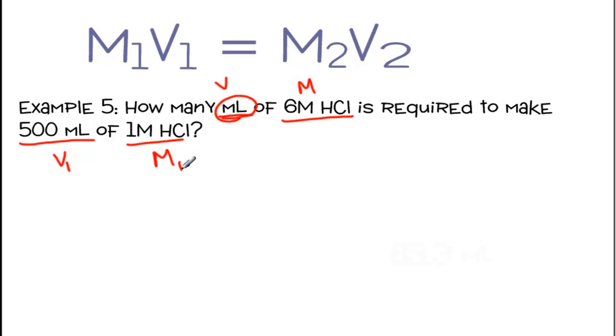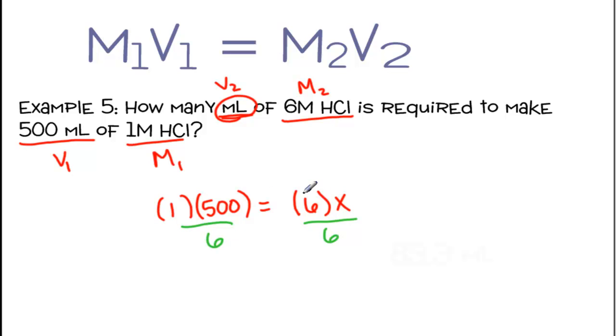So I'm going to call those my 1s. So I'm going to call these my 2s. It doesn't really matter which designation you give them, as long as the 6 molar is with my unknown. So then I plug this into my formula, so I get 1 times 500 equals 6 times x. Okay, and then I'm going to solve for x by dividing both sides by 6.